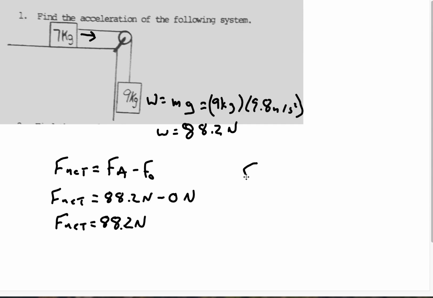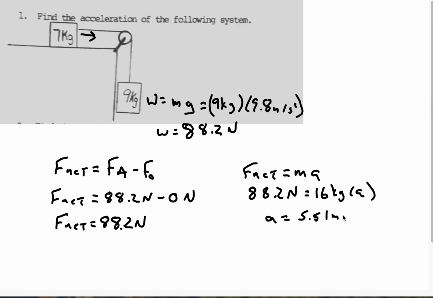So if I want to know the acceleration, I just do force equals mass times acceleration. The force is 88.2. And remember, you have to add the masses together. So it's not just the 9 or the 7. They're both attached to the same string. They're both moving together. So that would be 16 kilograms times the acceleration. And to get a by itself, you divide both sides by 16. So can someone tell me what that is? 5.51. 5.51 meters per second squared.